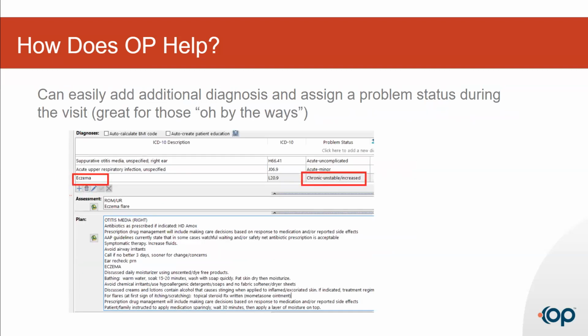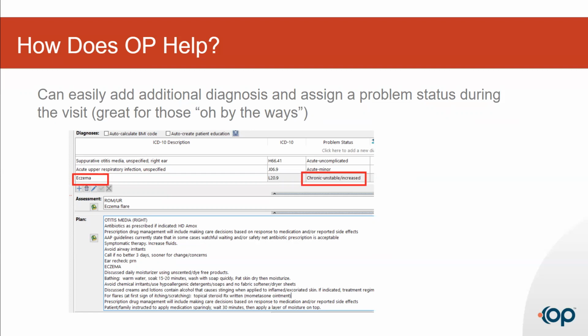You can easily add an additional diagnosis and assign a problem status during the visit. That's great for those oh-by-the-ways. And how many times has a parent said, wow, his eczema is flaring? And here's where documenting this matters, because eczema in most patients is a chronic problem. And if they're flaring and you're about to write a steroid, that's increased.